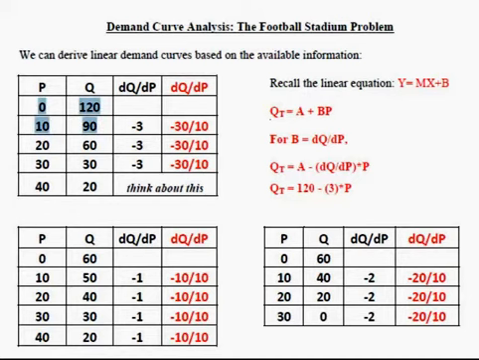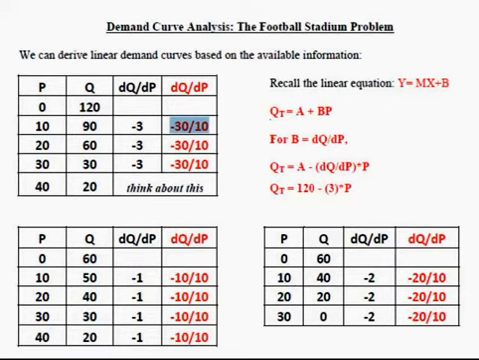So let's take a look at the data in the aggregate table, the first table. And we notice when the price is 0, the quantity is 120. When the price is 10, the quantity of fans is 90,000. So when the price changes by $10, the quantity of fans goes down by 30,000. Here is the price change of 10, yielding a quantity change of 30.